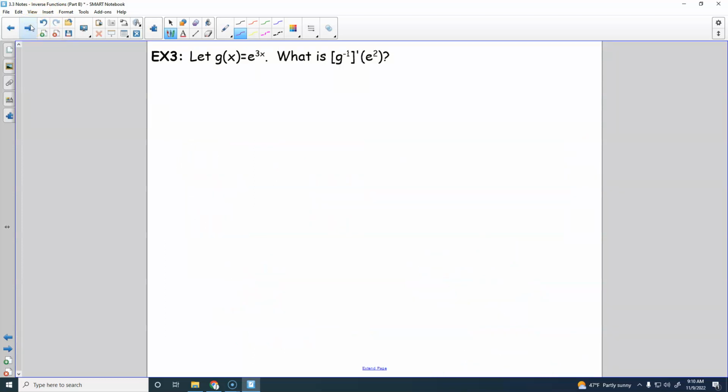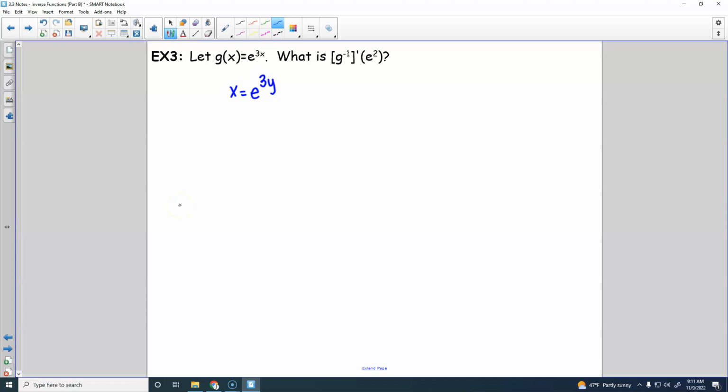All right. So this one, we're not going to graph this one because graphing e to the 3x is difficult. So I want to know g inverse prime of e squared. Okay, so for this one, we are going to find the inverse, because we can.